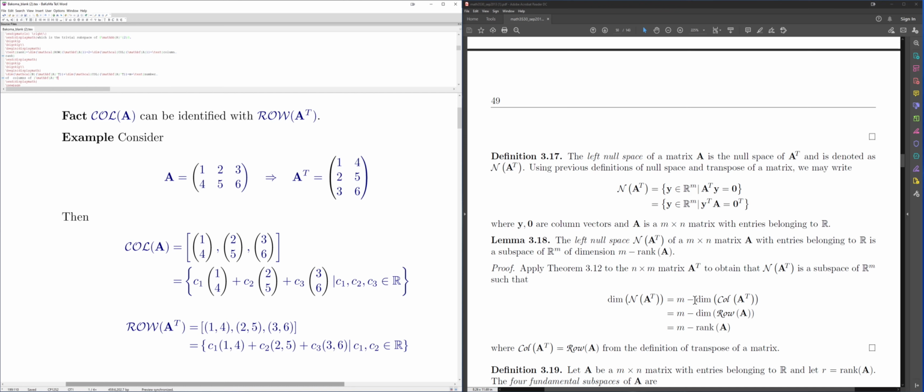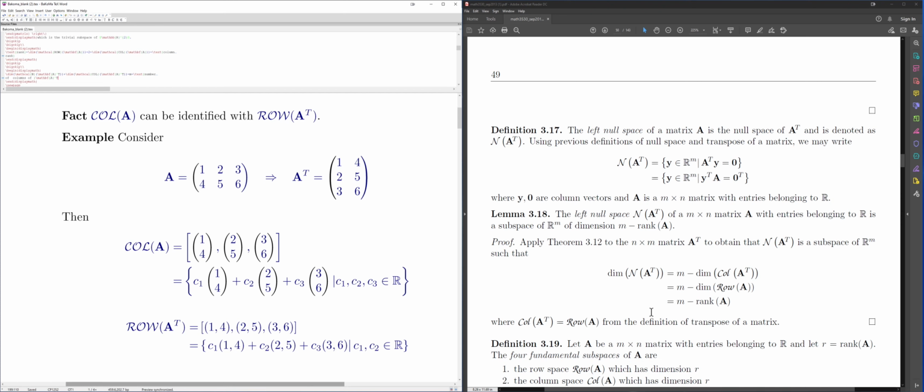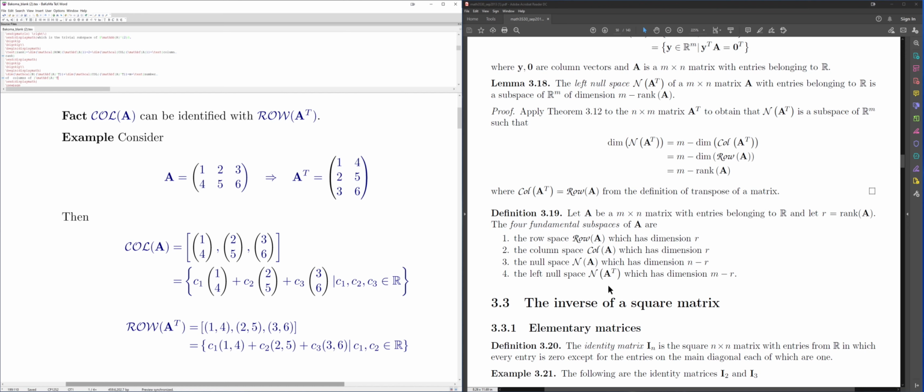So that takes you from this equality, from this line over here to this line over here. And you just need to remember now that the dimension of the row space of A is in fact by definition the rank of A. Okay, so that gives me this statement here that the dimension of left null space of A is m minus rank of A.